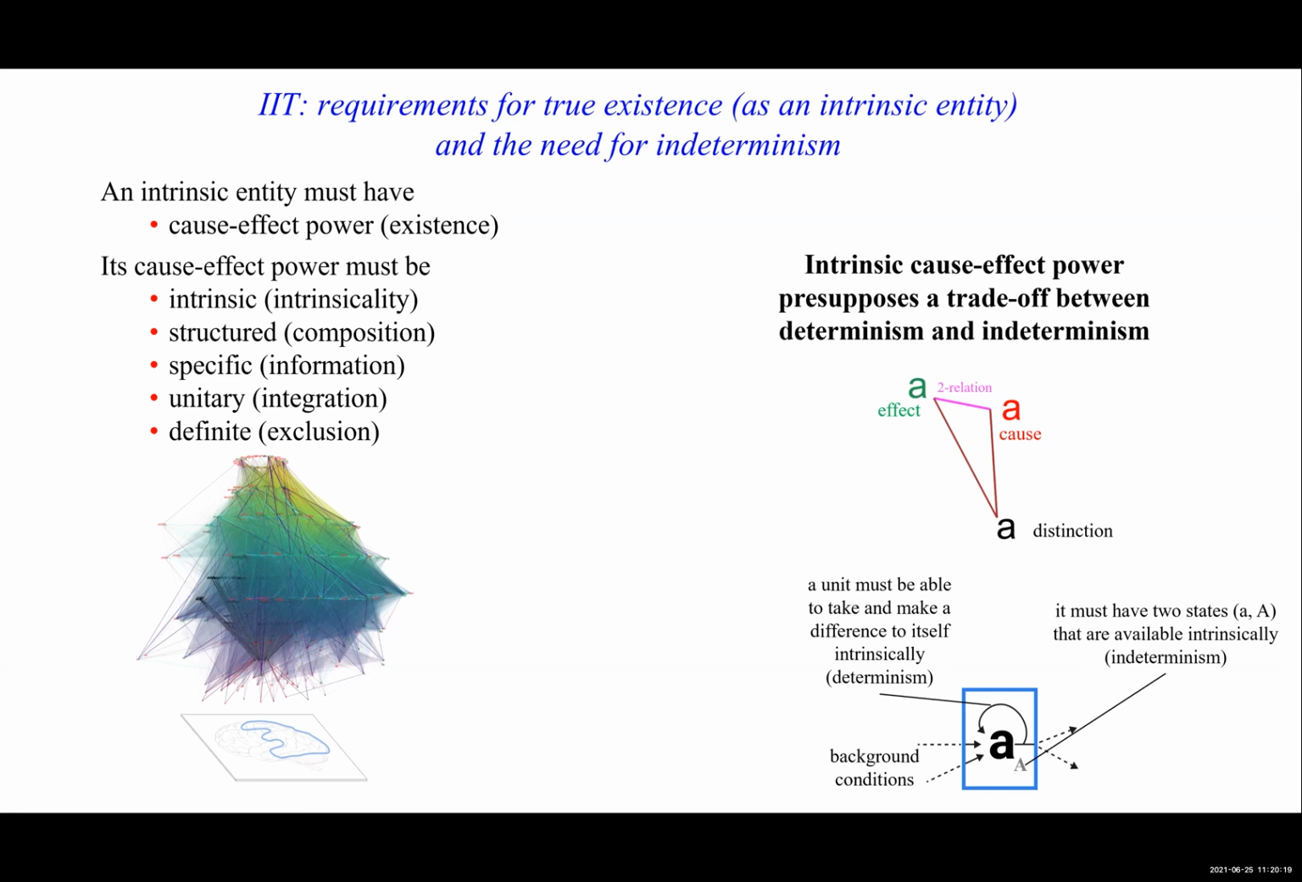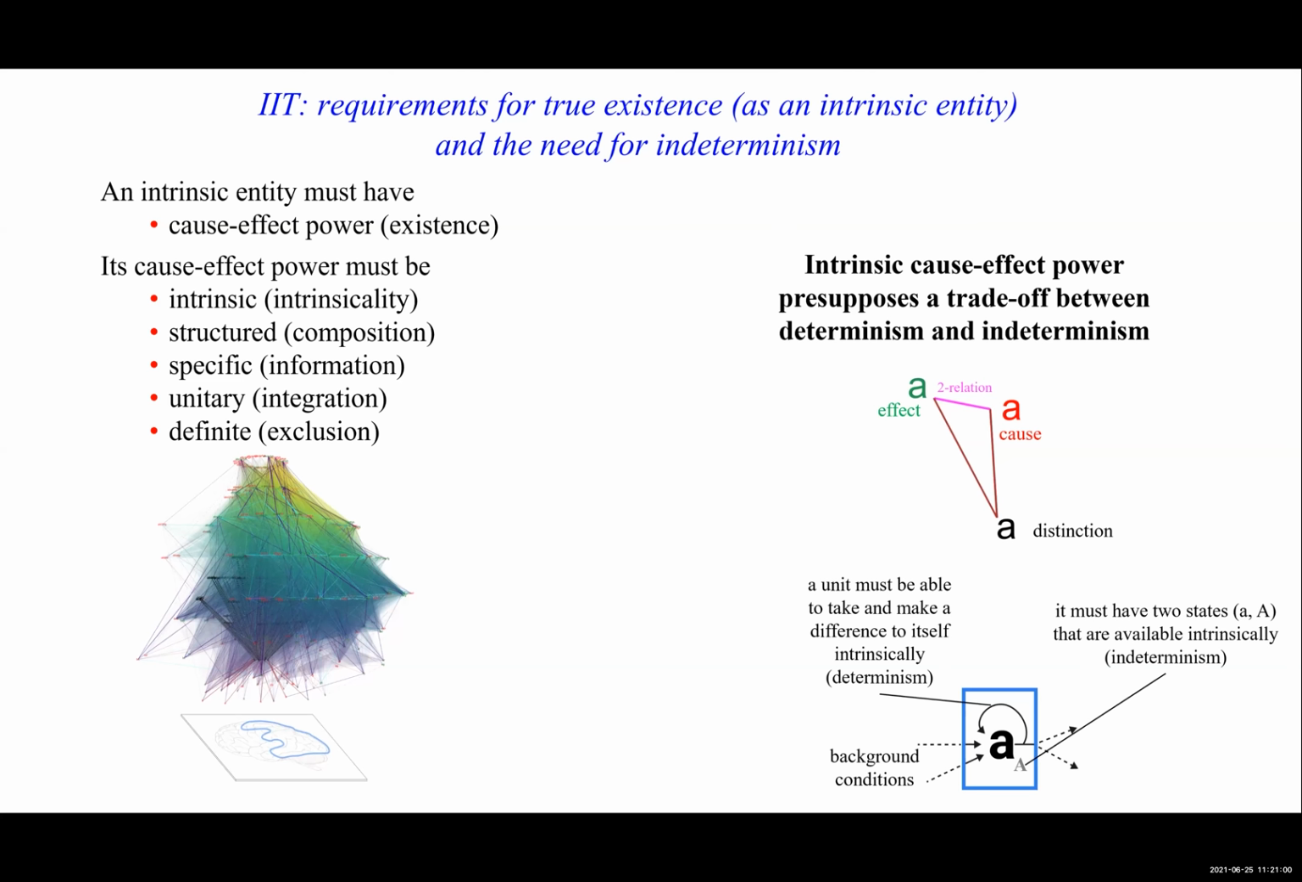To exist, you must have cause-effect power that is intrinsic, structure-specific, unitary, and definite. We saw that, and then you exist as a cause-effect structure. But to have cause-effect power intrinsically, even as an elementary unit, whatever that might be, in this case obviously not a neuron but an atom or an elementary particle, you must have a way to make a difference to yourself intrinsically. You must make a difference, otherwise there is no causal power. And you must have at least two states available to you, always present, available intrinsically. Otherwise, again, you cannot make a difference.